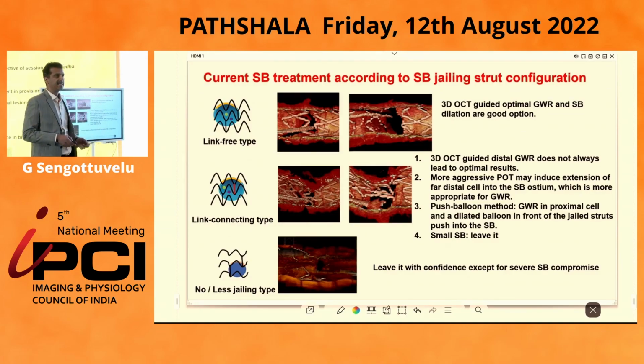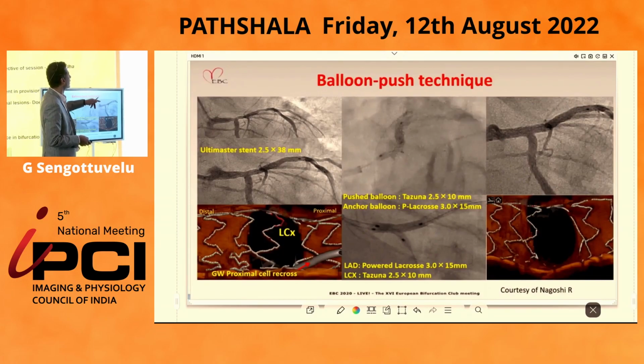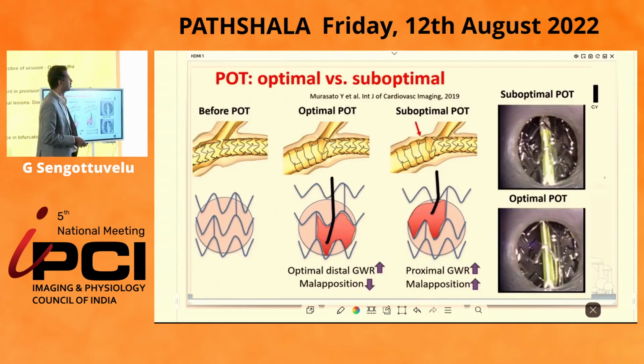In some cases where it is not possible to push away the strut despite kissing balloon, a technique called the push balloon technique has been described, where an anchor balloon is placed in the LAD and a small balloon is inflated in the left main and pushed across into the circumflex. This has been shown to clear away the struts, followed by a kissing balloon where we get a good clearance of the struts.